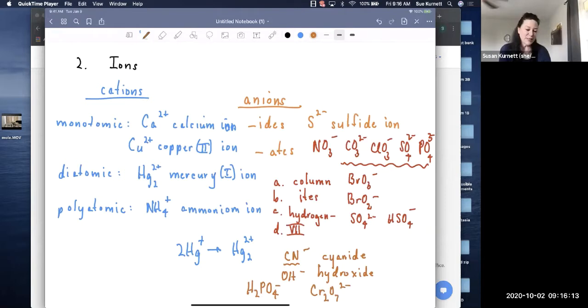Okay, so we can name ions, and then we can put those ions together in a way that the charges add up to 0, and we call that a compound. We don't show the charges when ions are in compounds.